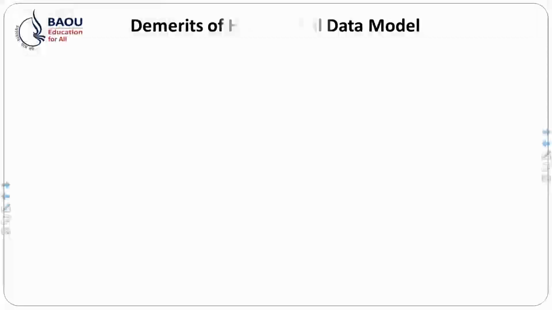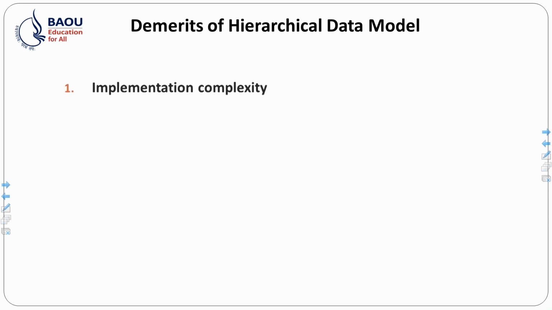Now what are the disadvantages or demerits of the hierarchical data model? The first one is implementation complexity, because implementation requires knowledge of the physical level of the data storage. The database designer should have very good knowledge of the physical data storage. Then and only then can we implement this model.